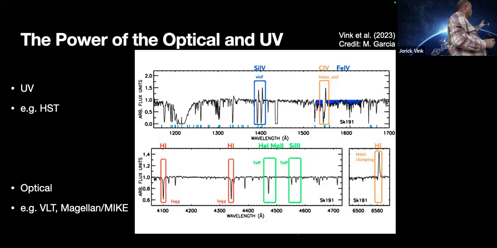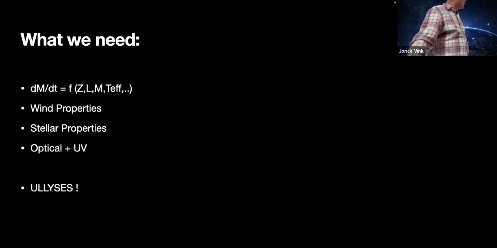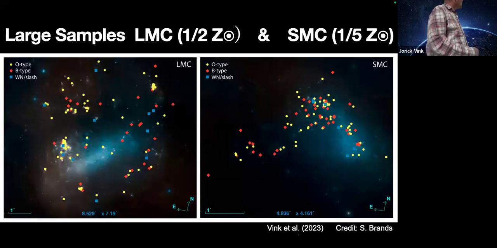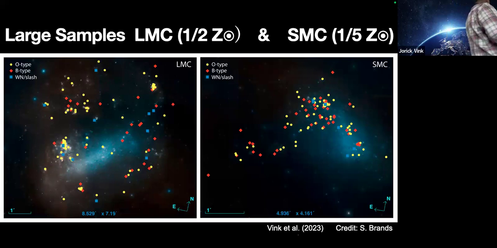So I'm PI of this optical follow-up with X-shooter on the VLT, where we do the same kind of spectral resolution, high signal-to-noise data in the entire wavelength range to really start to pin down all the stellar and wind properties. And that is an ongoing process that hopefully you will hear more about, X-shooting Ulysses. So we do a few very low metallicity galaxies, but most of the stars are in the LMC and the SMC.